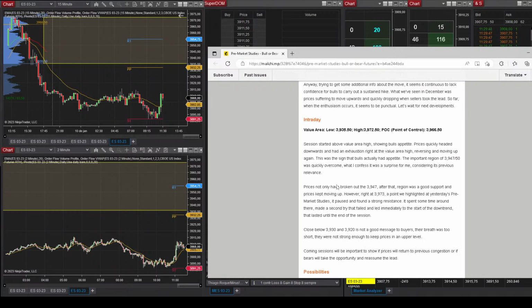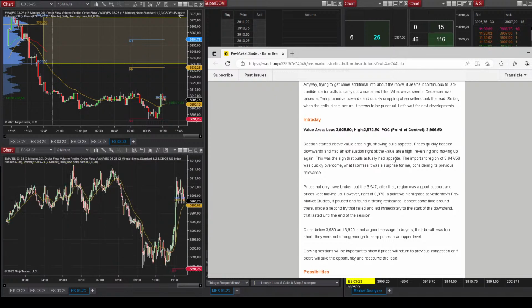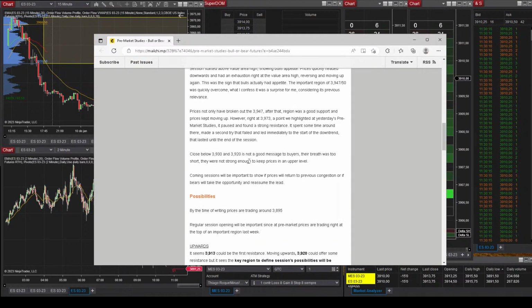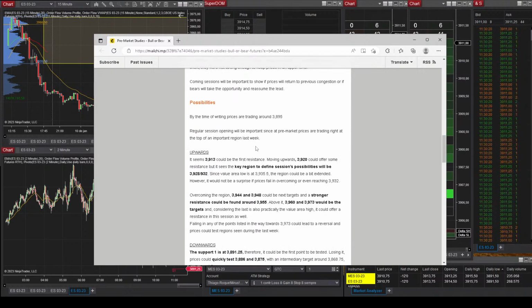So moving upwards, I would say that 3920 would be important, and 32 could be the key. Overcoming the 32, the previous important region, 47 to 50, tends to be relevant again. And we have the resistance one here at 3954. So this could offer some resistance and also carries the possibility of turning back.